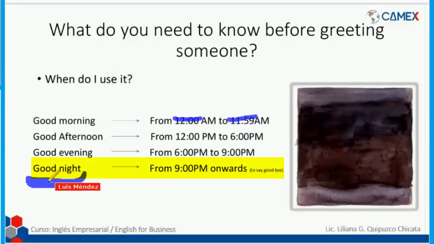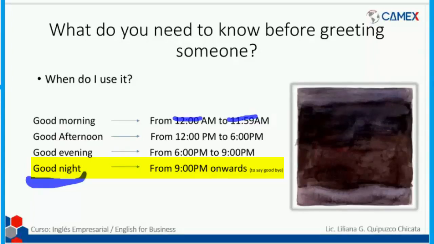In Peru, in Spanish, when we meet someone at night, we say good night, how are you? In Spanish, right? We say buenas noches as a greeting. But in English, it is not correct to say good night. We have to say good evening.